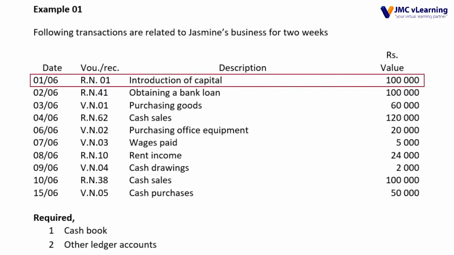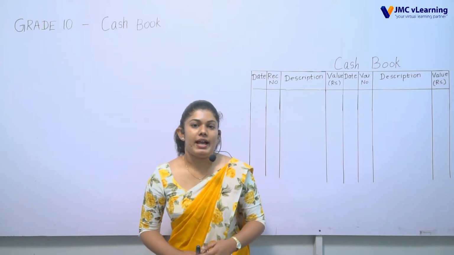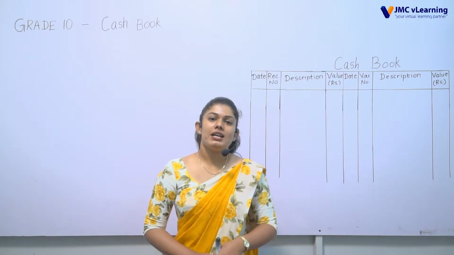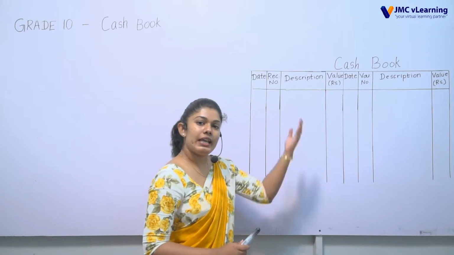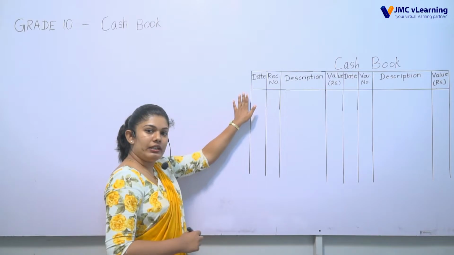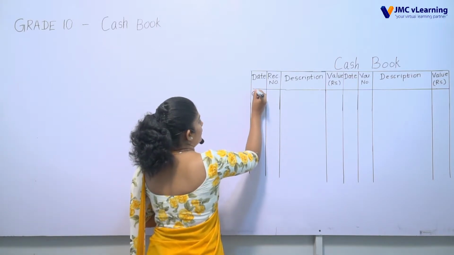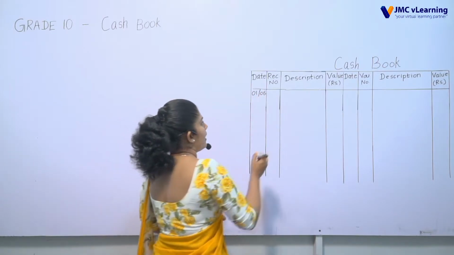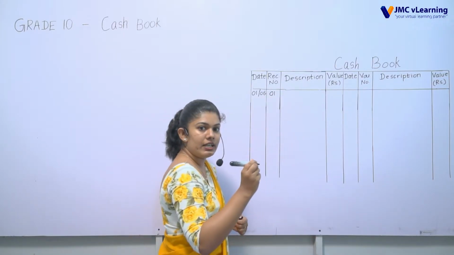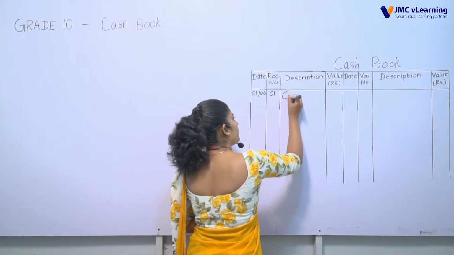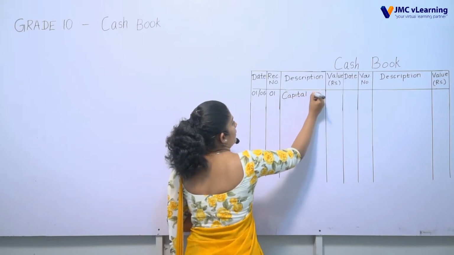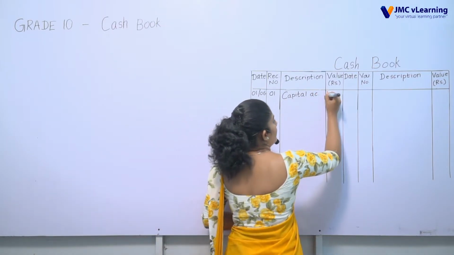The first transaction is our usual transaction, 1st of June, receipt number 1, introduction of capital 100,000. So as I told you, this is a familiar transaction to us, introducing capital 100,000. When introducing capital, what happens? The cash book balance increases. Therefore, we have to record it in the debit side. Date, 1st of June, receipt number 1, description is we are introducing capital, therefore the opposite entry goes to capital account. Capital account, amount 100,000.